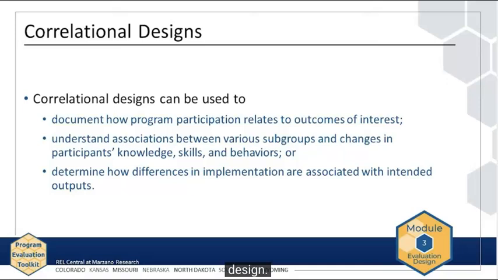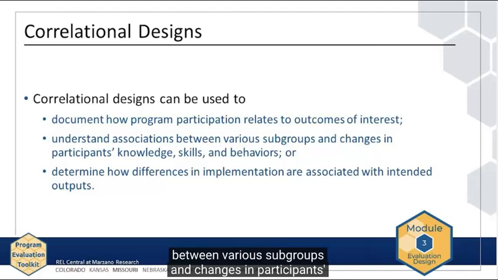A correlational design can be used to document how program participation relates to outcomes of interest, understand associations between various subgroups and changes in participants' knowledge, skills, and behaviors, or determine how differences in implementation are associated with intended outputs.